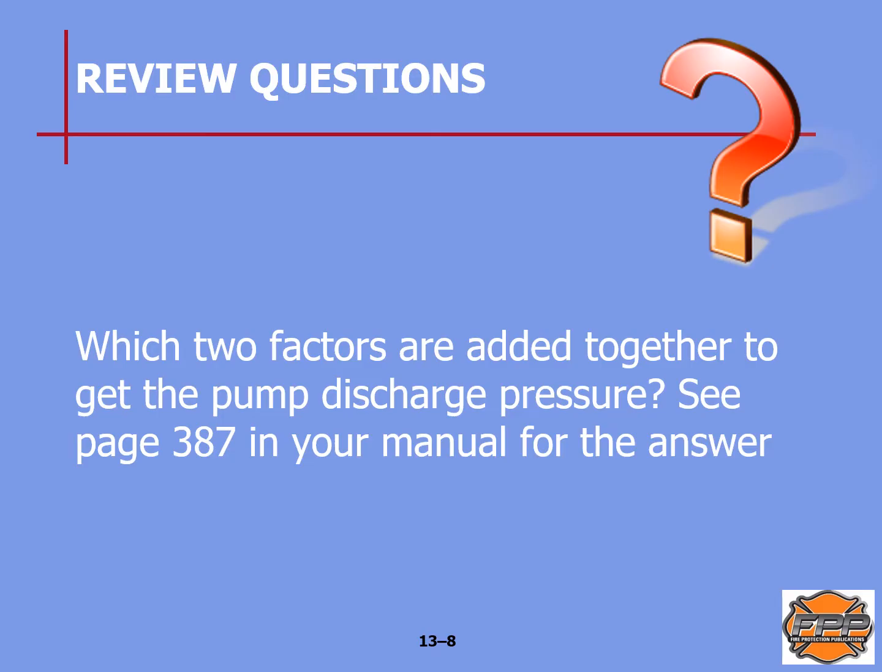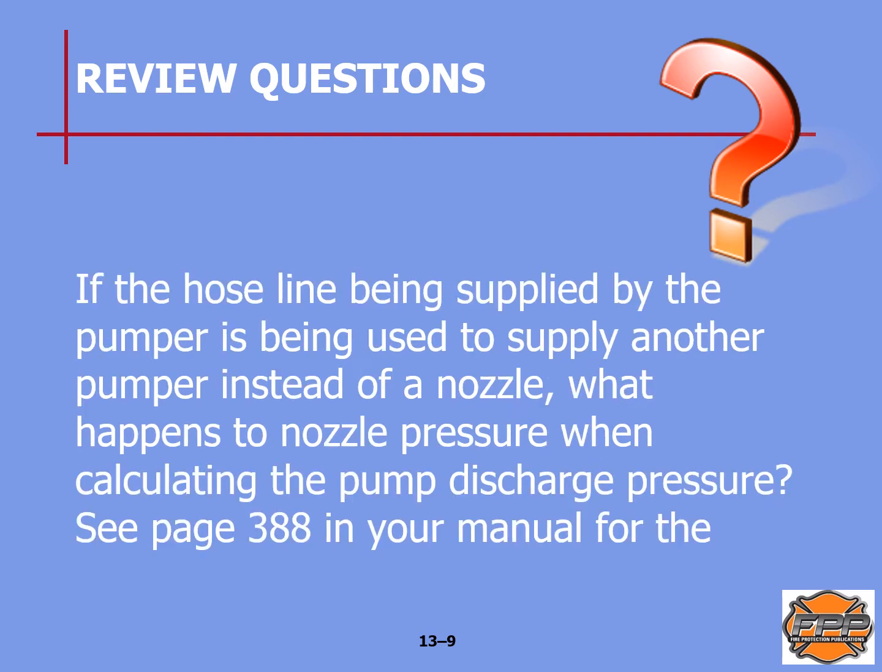Some review questions. Which two factors are added together to get the pump discharge pressure? See page 387 in your manual for the answer. Next question. If the hose line being supplied by the pumper is being used to supply another pumper instead of a nozzle, what happens to nozzle pressure when calculating the pump discharge pressure? That is on page 388 in your manual.